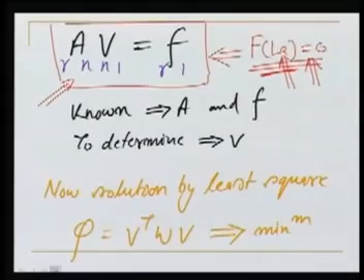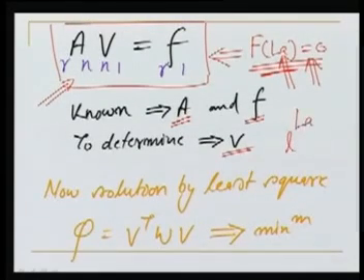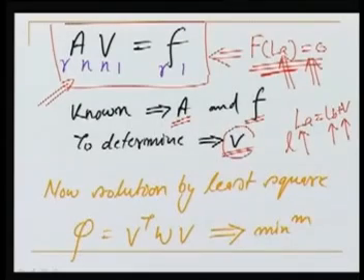Once we have formed this basic model, now what do we want to do? In this, A and F are known, and we have to determine V. If we can determine V, we can determine the parameters, because LA is LB plus V. LB we know, V we will know after adjustment, so we can determine LA. So our job here is to find V, the residuals.